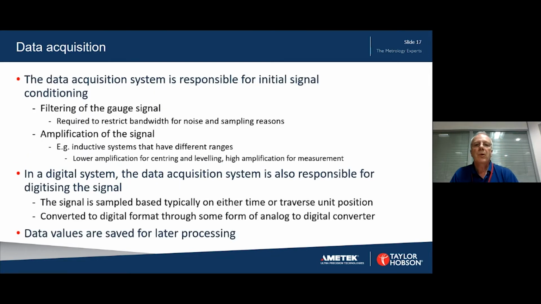The data acquisition system is responsible for initial signal conditioning, and that means for converting the individual readings into a digital format and for storing the readings for later processing. Signal conditioning might involve filtering and amplification of the signal. Different levels of amplification might be used to provide different ranges. For example, for alignment settings such as centering and leveling, or a higher amplification for measurement.